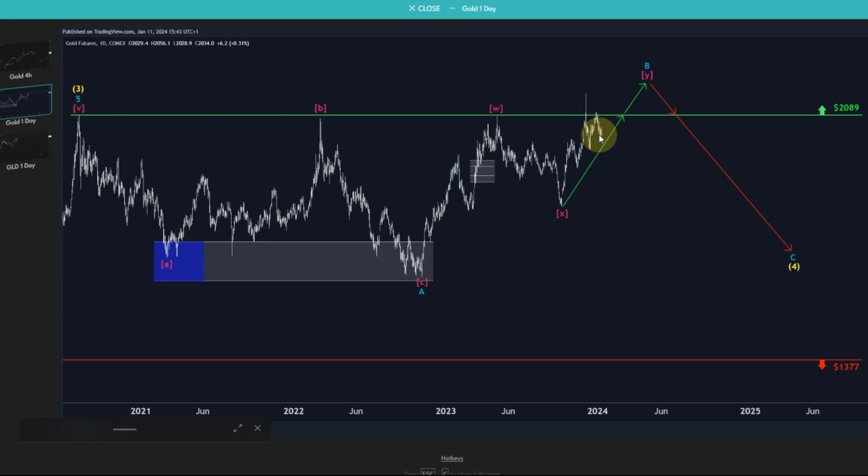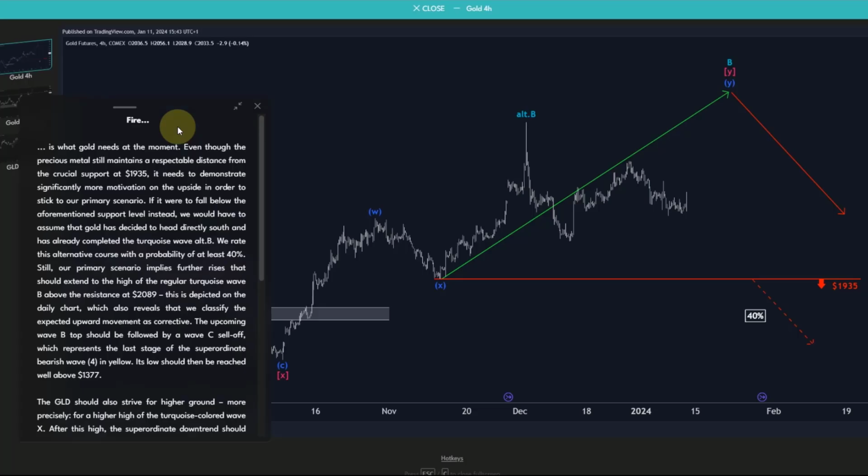However, in our primary scenario, it's expected that this B wave will overshoot slightly, so the Y wave is probably still ongoing. In an alternative scenario, the B wave has already topped, but for that we don't have enough evidence at this stage. So now let's navigate to the smaller time frame. You just click on close, and now we go to the 4-hour chart.